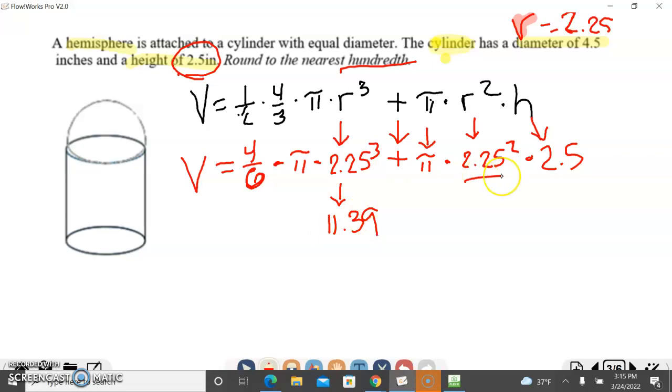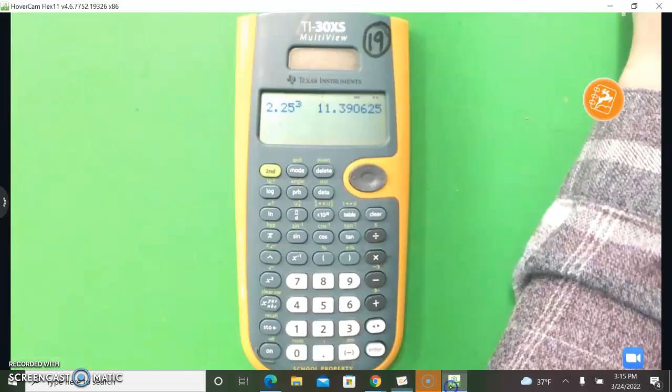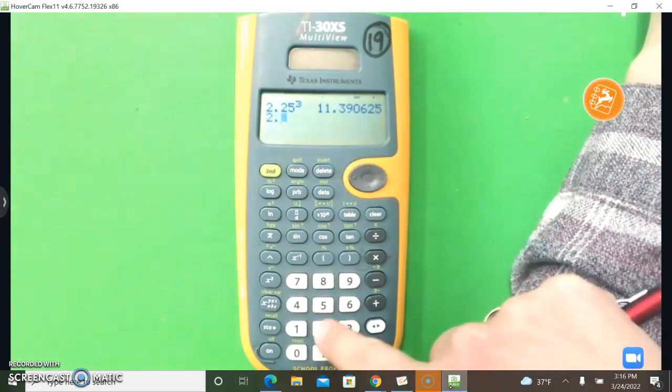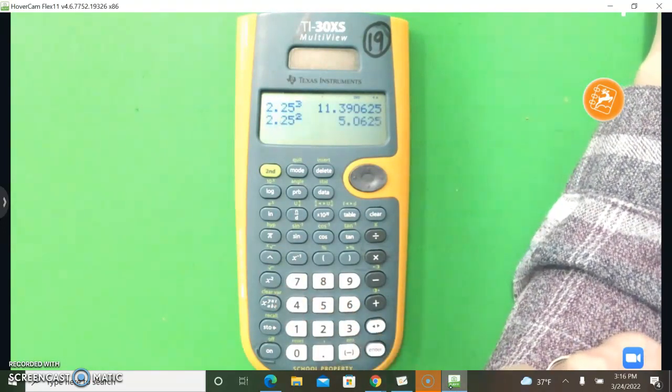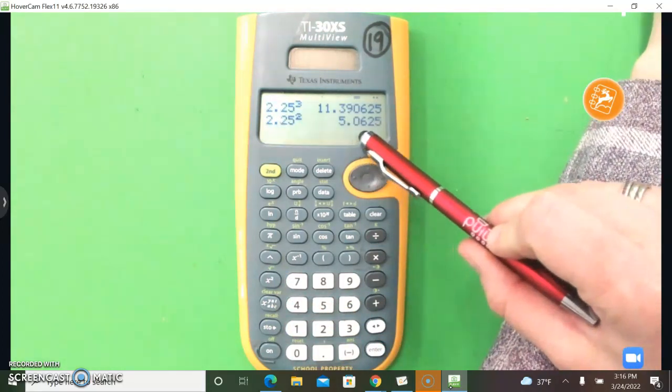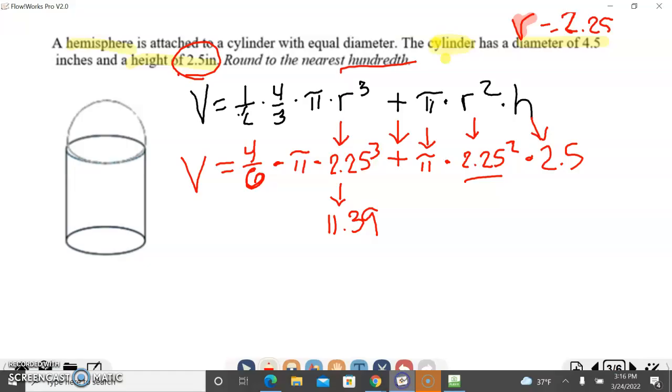And then I got to figure out this one right here, which is to the second power. So 2.25 to the second power is going to be 5.06. So this one's going to be 5.06 times 2.5 times pi times 4/6. Okay.